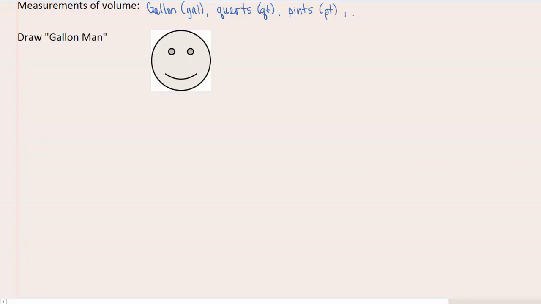Smaller than a pint is a cup, and cups are abbreviated with a capital C. Then we have ounces, and ounces are abbreviated OZ. Now, let's draw our gallon man to help us to determine how many parts are in each of these.